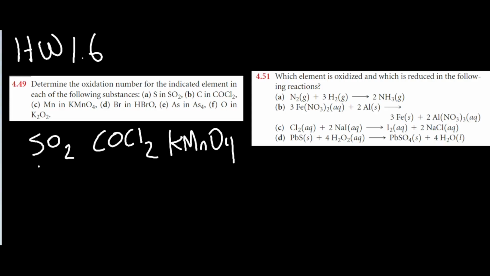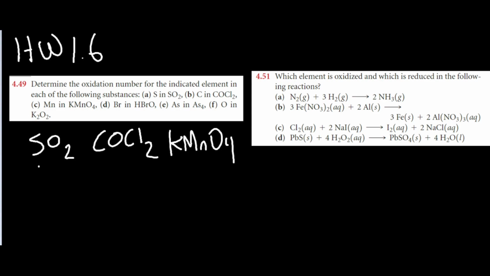Okay, 49. I'll be going over the first 3. Determine the oxidation number for the indicated element in each of the following substances. For this problem, I would recommend you pull out a periodic table, because I would not expect you to memorize all of the charges of every single element at this point, although it would be nice if you did. And with that information, we can solve these problems.